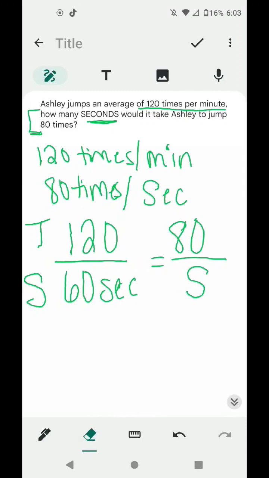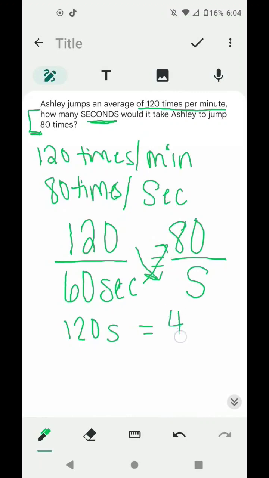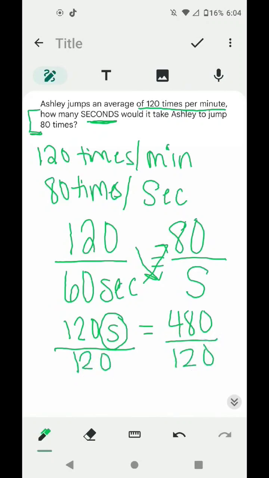Now what we're going to do is cross multiply and divide. I'm going to do 120 times S, which is going to give me 120 S, and then 60 times 80, which will give me 4800. We want to isolate my variable, which is S, and therefore I'm going to divide both of my sides by 120. That reduces down to a factor of 1, and then S is equal to 40. So she jumped 40 seconds.